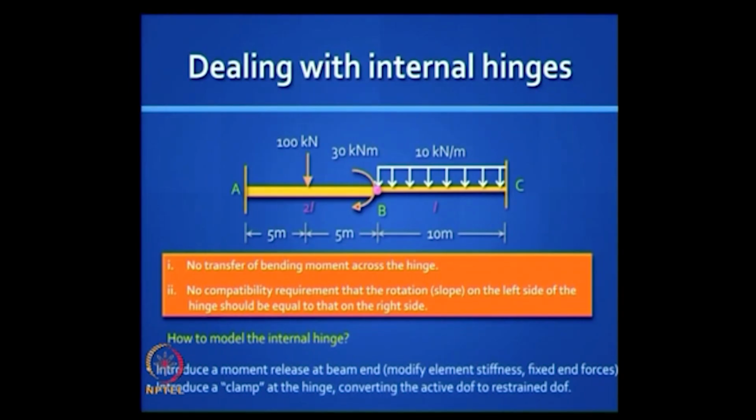and we will now look at problems where you have internal hinges in frames. We have already learned how to deal with these in beams, so it's basically the same. So I'm just showing you some of the old slides on how to deal with an internal hinge. There's no transfer of bending moment across the hinge and no compatibility requirement regarding rotation. So we introduce a moment release and we introduce a clamp.